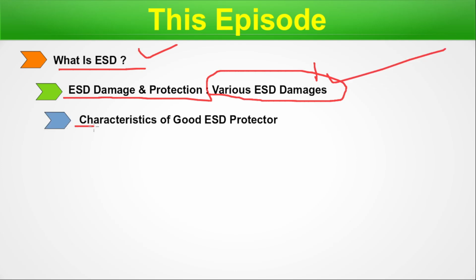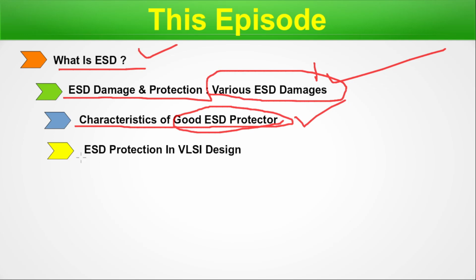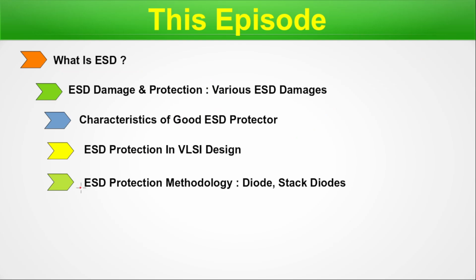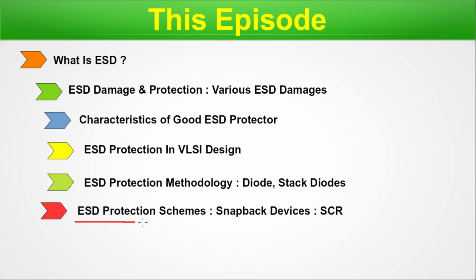Next, we will talk about the qualities of a good ESD protector. Whatever ESD protection we are using, what should be the good criteria for that. Next, we will talk about the ESD protection done in the VLSI design. That means the VLSI design stage where we incorporate the ESD protection. Next, we will talk about the various ESD protection methodologies as per the circuit theory, diodes, stack diodes, etc. Next, we will go in detail for the ESD protection scheme of snapback devices.